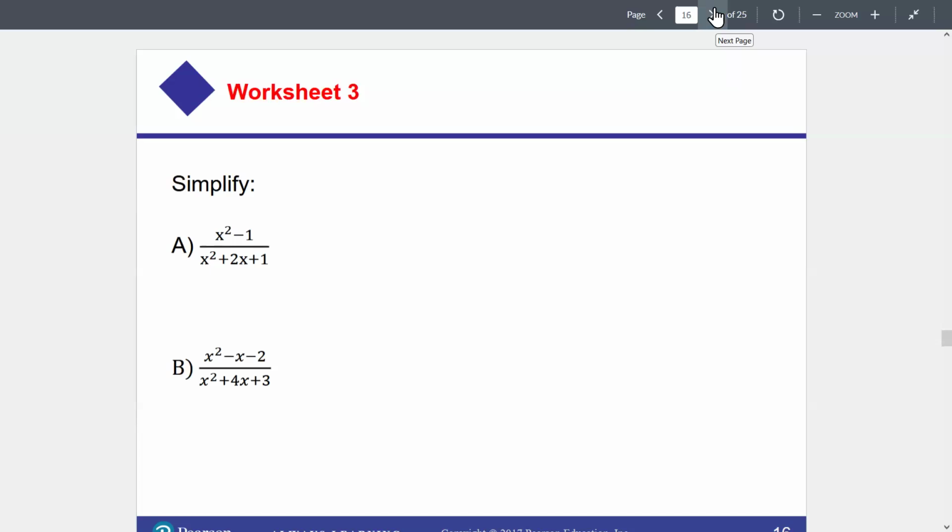All right, so just one more for your worksheet. Just attempt to factor these ones one more time and do some cancellations. So pause for a minute and work on this.